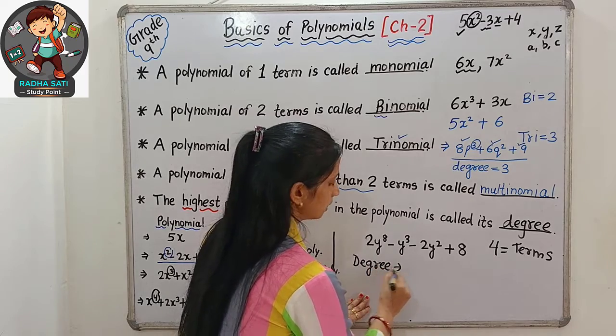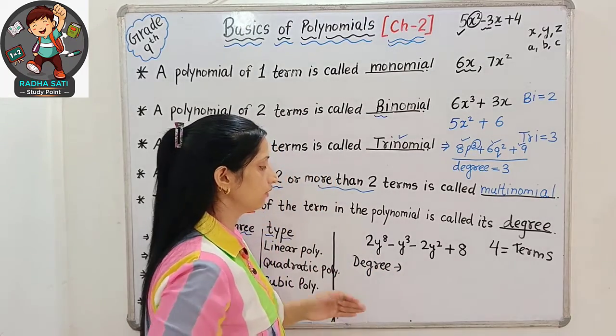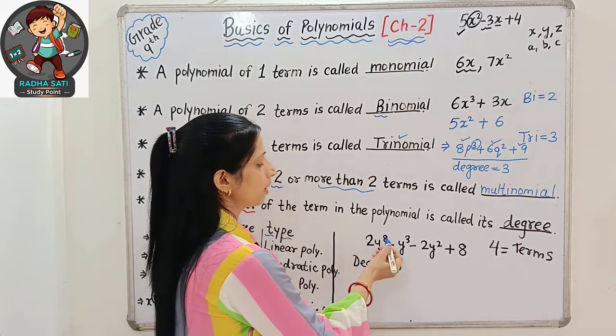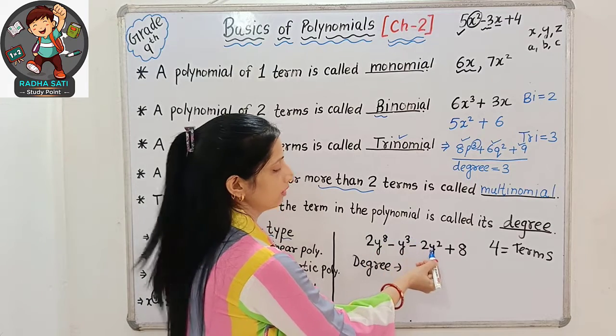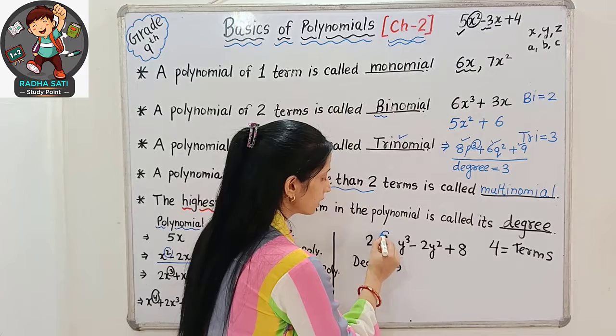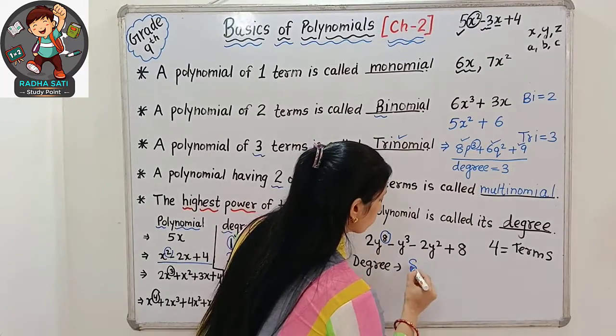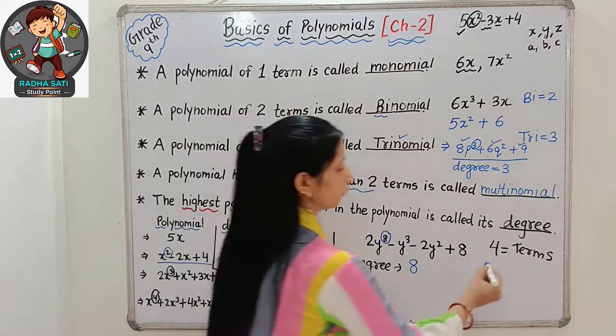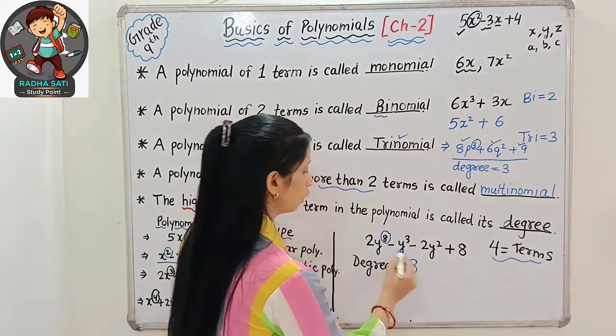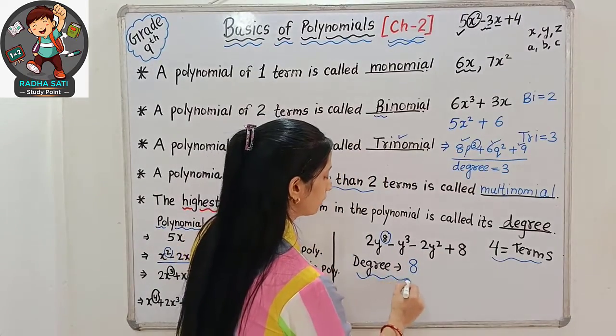Okay. Now, let's check its degree. What will be its degree? So, the degree will be y raised to the power 8, y raised to the power 3, y raised to the power 2. So, the highest power of the term is 8. So, the degree will be 8. There are 4 terms and the degree of this polynomial will be 8.